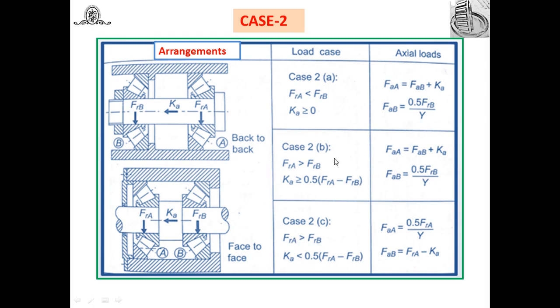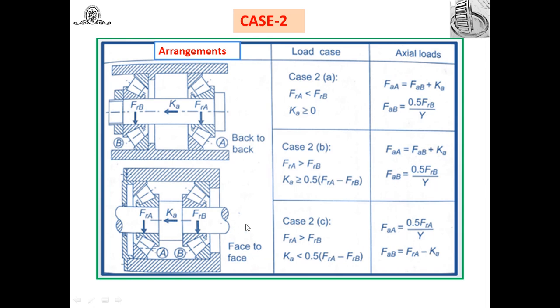By using these cases, you have to use these equations. FAA is equal to FAB plus K, and FAB is equal to 0.5 FRB by Y, if it satisfies this condition. Whether you take a back-to-back or face-to-face arrangement, you can check whether it satisfies this condition, or you can use this equation. Similarly, you can use this equation.